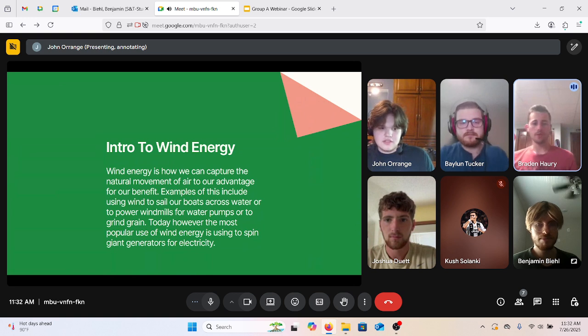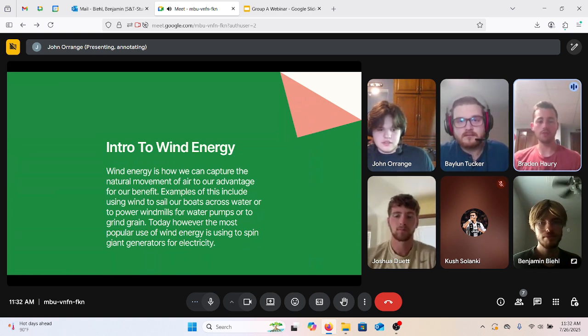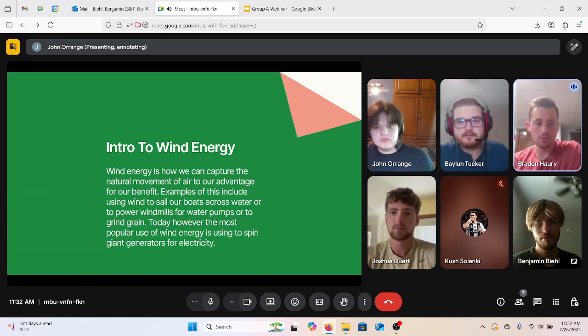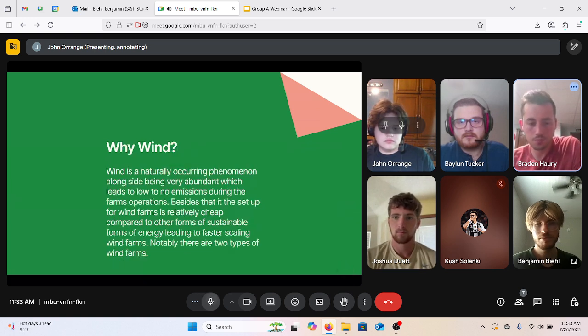Basically, wind energy is how we can capture the natural movement of air to our advantage, for our benefit. Examples of this include using wind to sail our boats across water, or to power windmills for water pumps, or to grind grain. Today, however, the most popular use of wind energy is to spin giant generators for electricity.